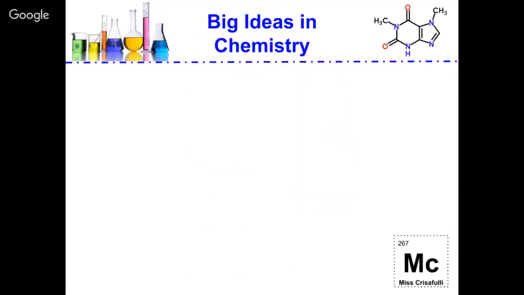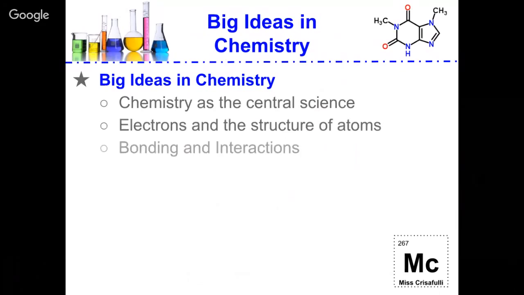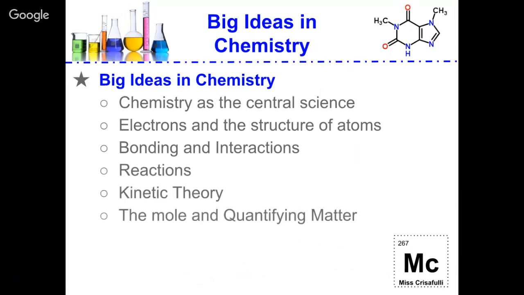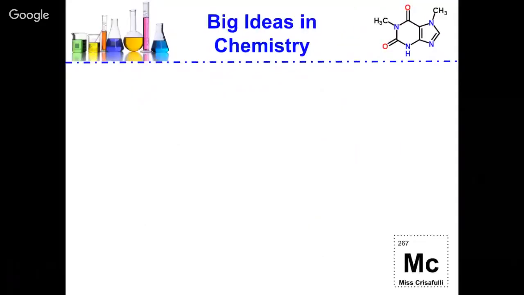Now, we've talked about the types of chemistry there are, but now let's talk about the big ideas in chemistry. These are the things that we're going to cover in this course throughout the year. We're not going to cover them all at once. It's going to take us all year to get through most of these. So there's big ideas: chemistry is the central science, electrons and the structure of atoms, bonding and interactions, reactions, kinetic theory, the mole and quantifying matter, matter and energy, and carbon chemistry. These are the main 8 big ideas that we will cover in this course. So let's talk about each of these in brief detail.